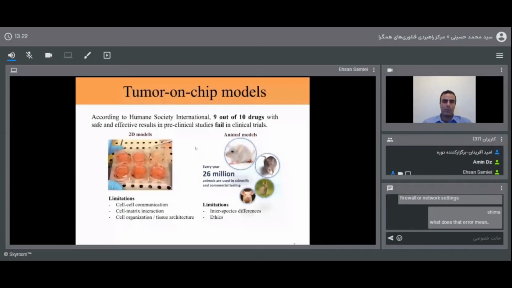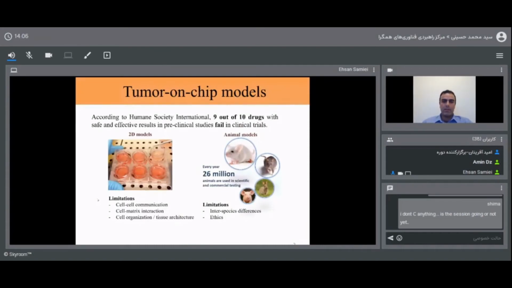And 2D models have limitations such as the lack of extracellular matrix, which causes the cell-cell communication and cell-matrix interaction to be significantly different from the human body. And also there is a lack of cell organization and tissue architecture. The animal models do not have such problems. On the other hand, there are huge interspecies differences between animal models and human physiology. So the differences in the tissue and the cell types cause different responses to the treatments and therapeutics.